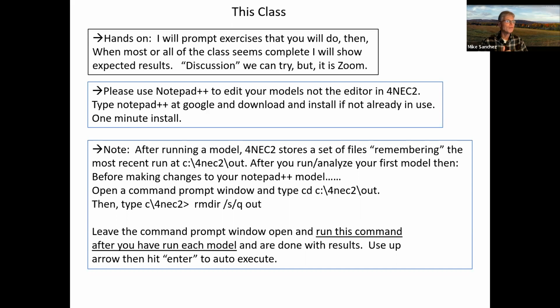So I recommend that once you guys get going, you open up a command prompt window and you go to the directory C:/4nec2. Write this command down right now and type it in at the command prompt after you run your first model and it runs through successfully. After you run your first model, you've looked at the results, you want to make more changes, run this command and blow this output file away so it's not hanging out there to prevent you from moving forward.